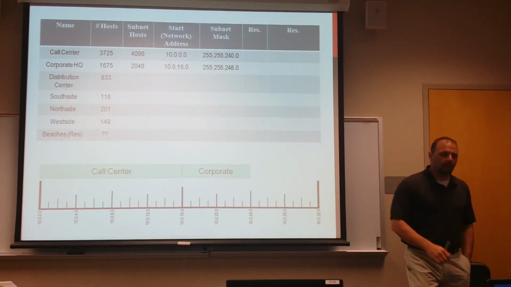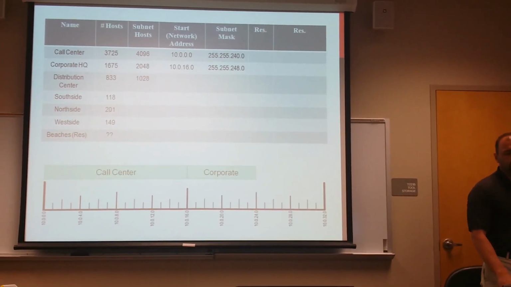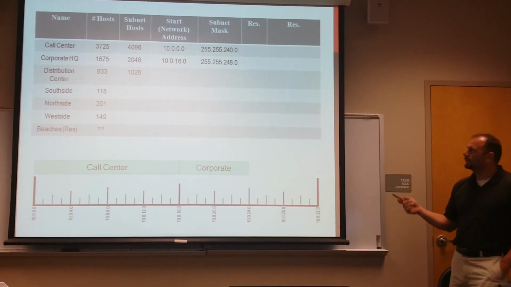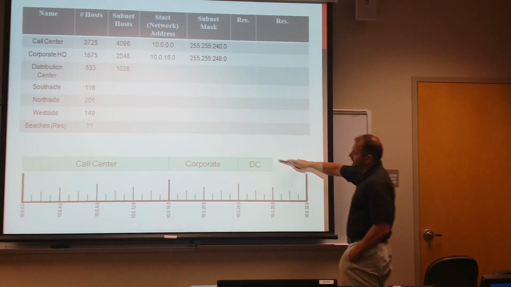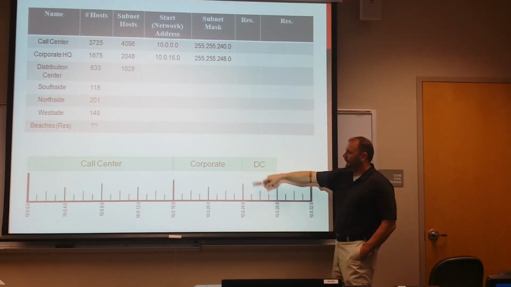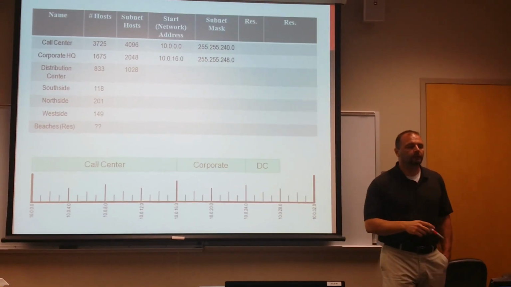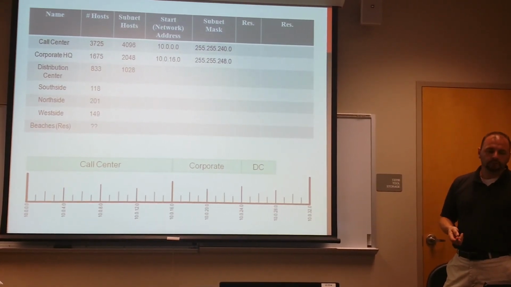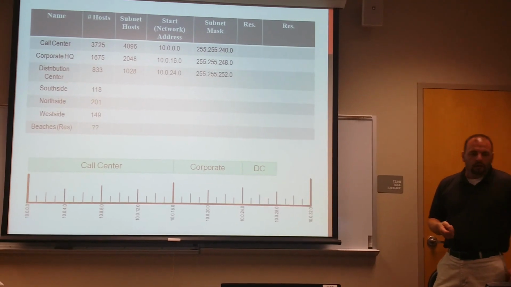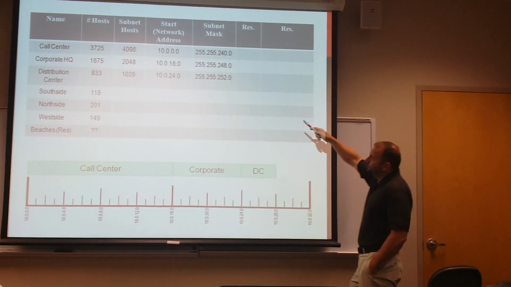Do the same thing. Move down to the distribution center. We determine we have 1028 of our hosts that we need. Obviously, we're going to fill it in. It's equivalent to 1/8 of our network. We'll put it in there. Refer back to our chart. We know our starting address is .24, and our net mask is .252.